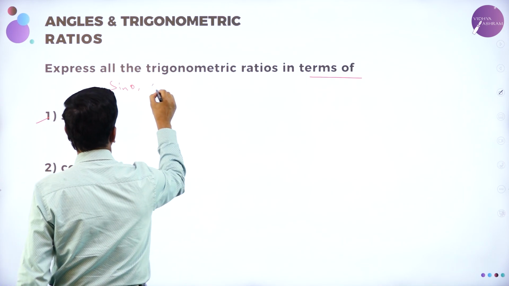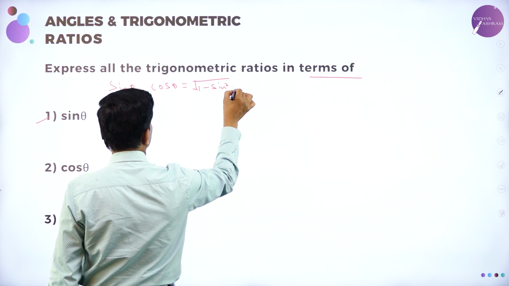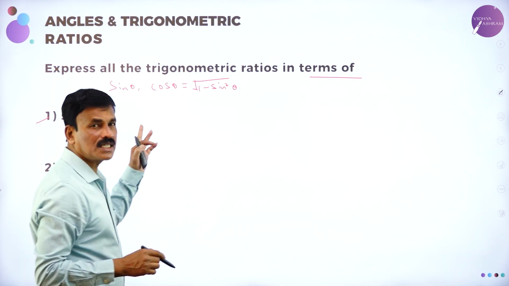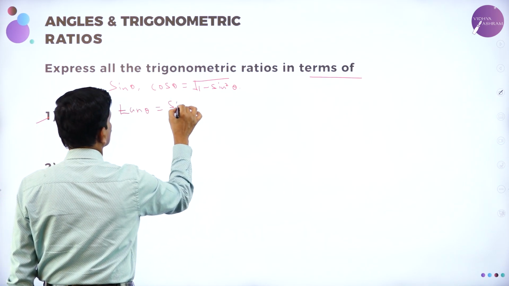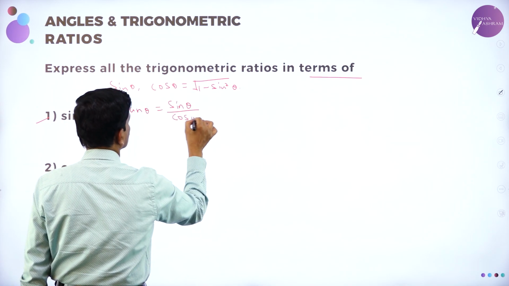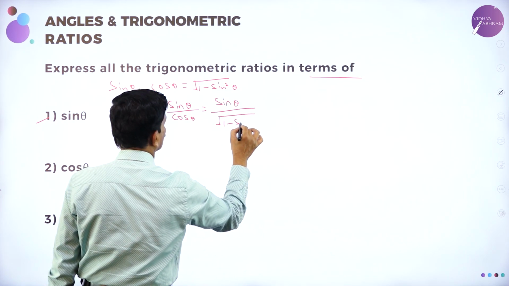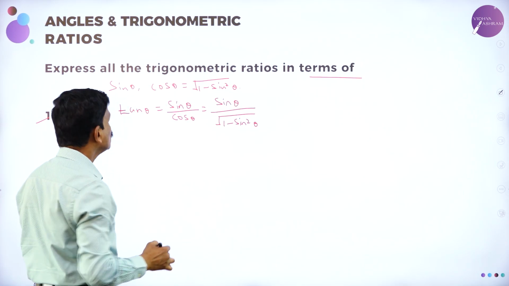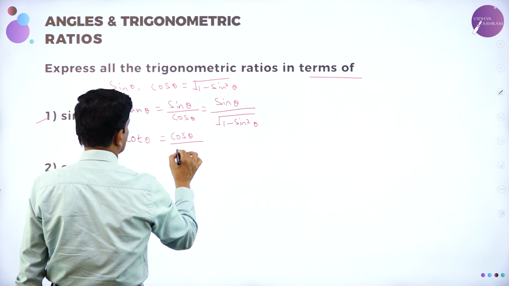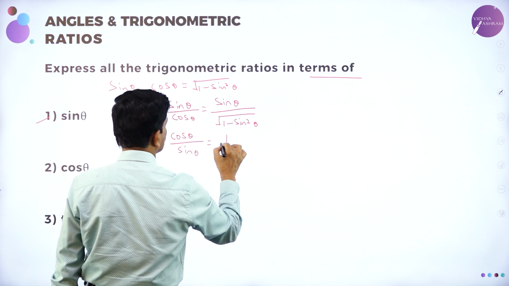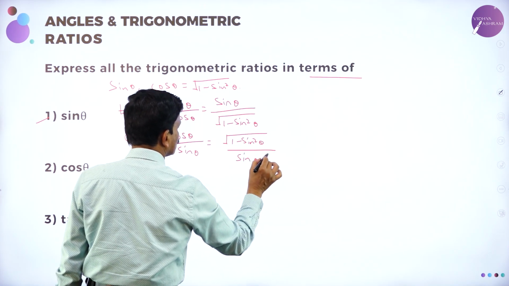Sin theta as it is. Now, what is cos theta in terms of sin theta? Cos theta is equal to root of 1 minus sin square theta. So, sin theta as it is, cos theta is root of 1 minus sin square. Then what is tan theta? Tan theta is equal to sin theta by cos theta. Sin theta as it is divided by cos theta, which is root of 1 minus sin square theta. Then cot theta. Cot theta is equal to cos theta divided by sin theta. Cos theta is root of 1 minus sin square theta, so cot theta is root of 1 minus sin square theta divided by sin theta.